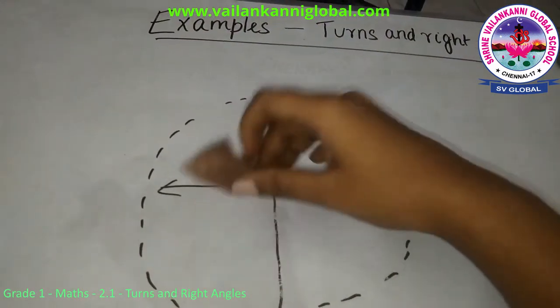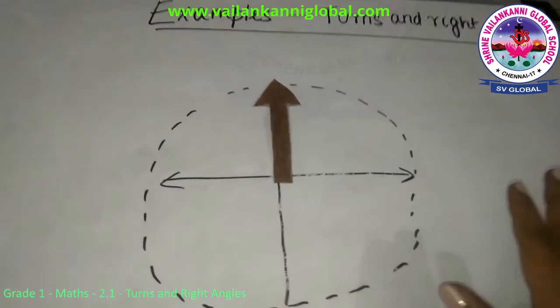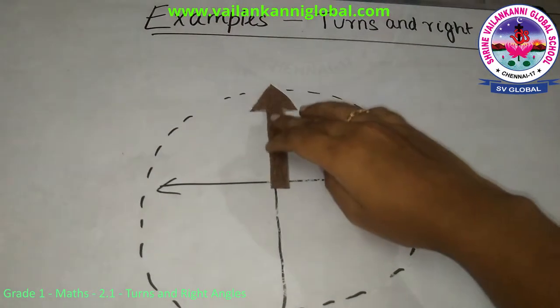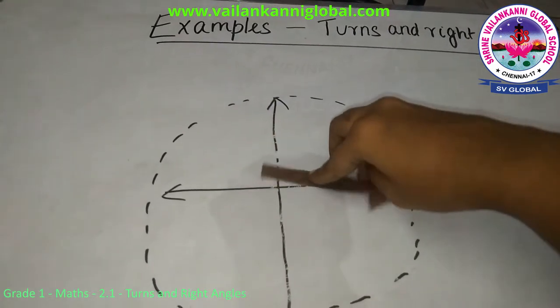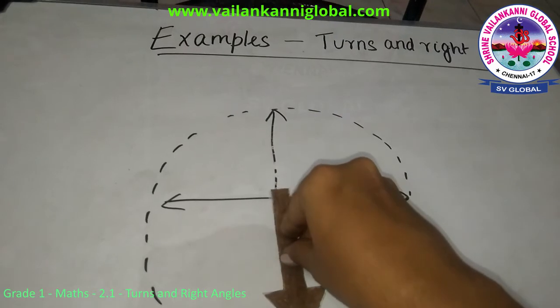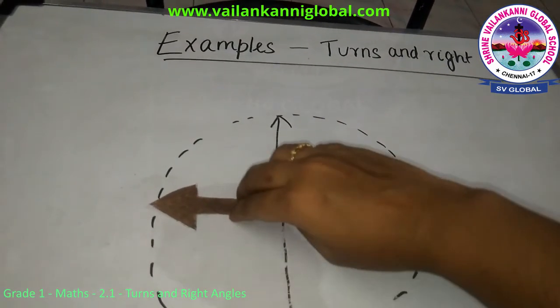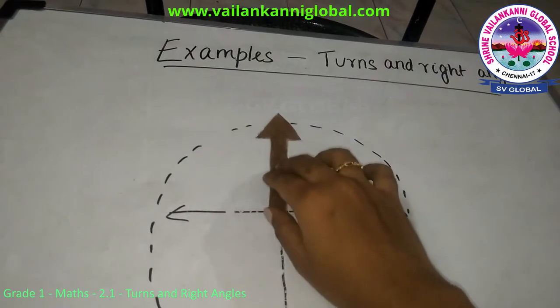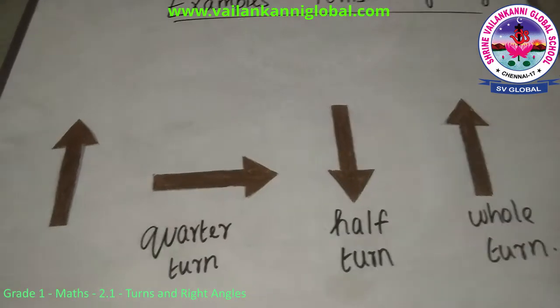Now let's see a full turn. For a full turn, it will move like this. Originally it is like this. Now it's going to make a full turn. So this is a quarter turn and a half turn and a three-quarter turn, and finally it has made a whole turn. When it makes a whole turn, it will come to its original position. So this is how it will be.